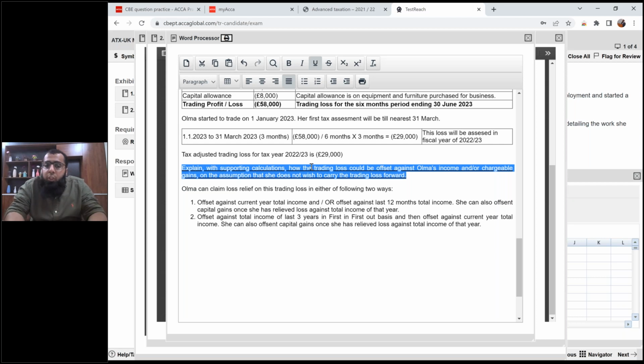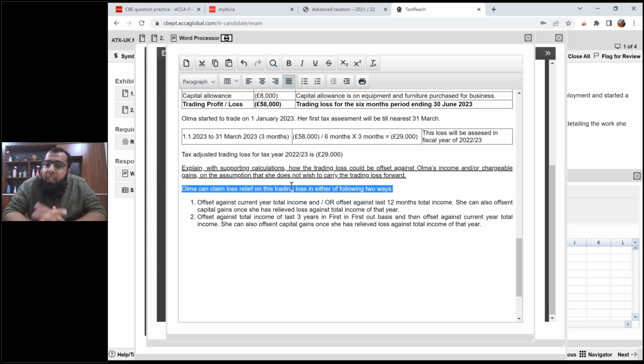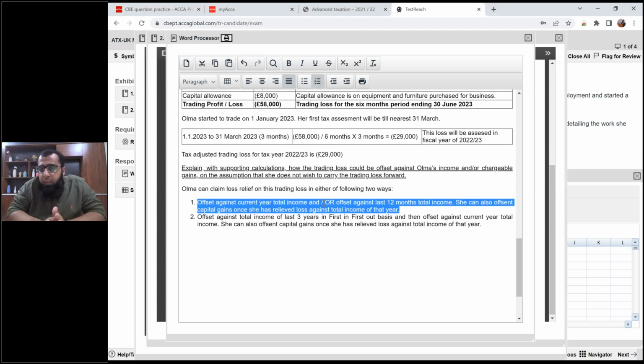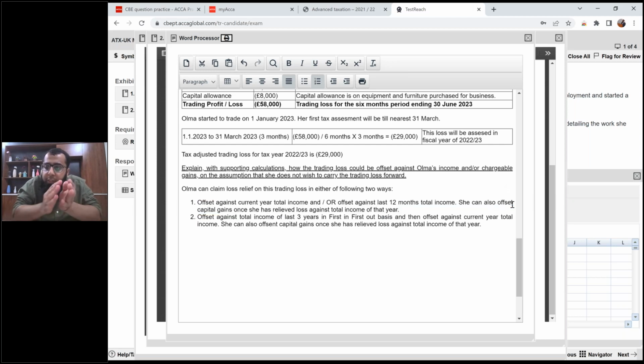or chargeable gain. So we said that Alma can claim loss relief on this trading loss in either of the following ways. Now, what are those ways? She can treat it as a normal loss: current year total income, previous 12 months total income. Once you have offset the total income, you can go to the gains also. Another option is opening year loss: last 3 years total income on first in, first out basis, then current year total income.